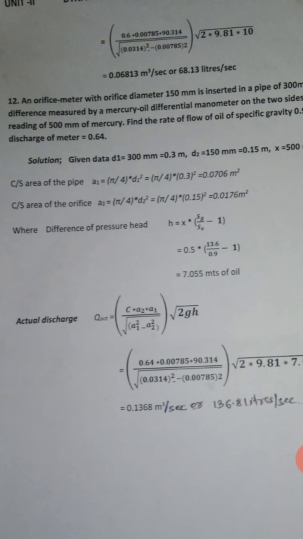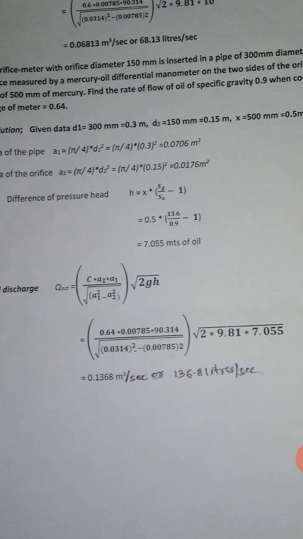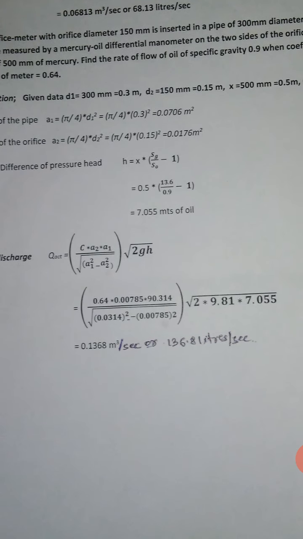Then actual discharge equals C A1 A2 divided by the square root of A1 square minus A2 square, into the square root of 2GH. So we get 0.1368 meter cube per second, or you can say 136.81 liters per second.